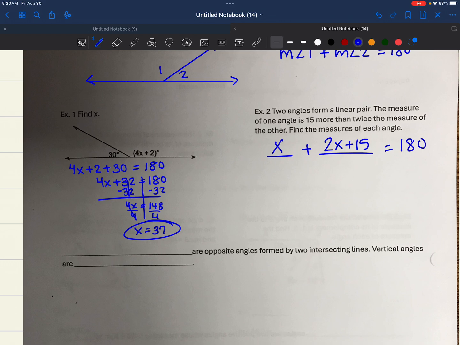Truthfully, we just have to remember that our first angle is going to be X. If they only tell us about one angle, the other angle has to start as X. And then we can just write our expression for the second one. So we get 3x plus 15 is equal to 180.